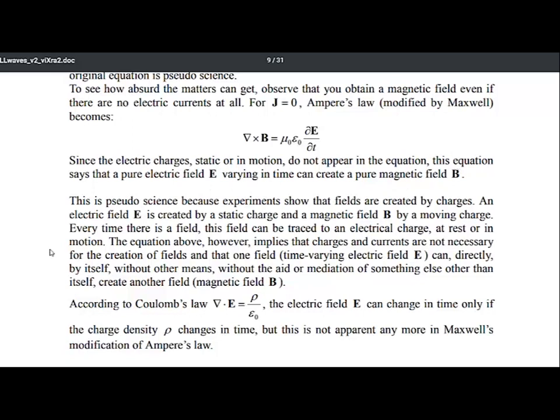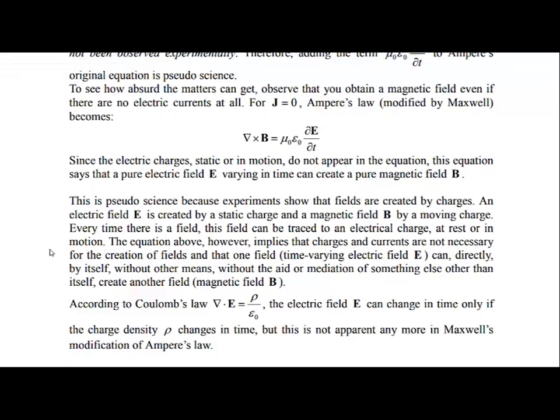This is pseudoscience because experiments show that fields are created by charges. An electric field is created by a static charge, and a magnetic field is created by a moving charge. Every time there is a field, this field can be traced to an electric charge at rest or in motion. The equation above, however, implies that charges and currents are not necessary for the creation of fields, and that one field, a time-varying electric field, can directly by itself, without the aid or mediation of something other than itself, create another field, a magnetic field.